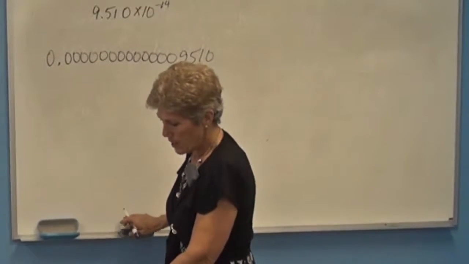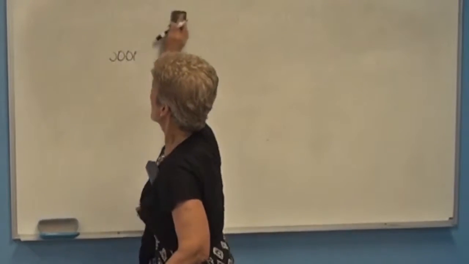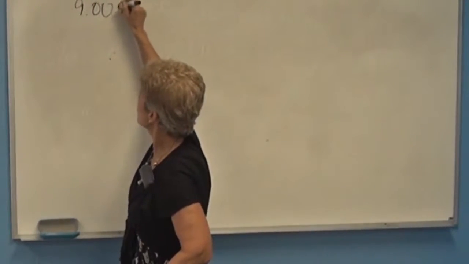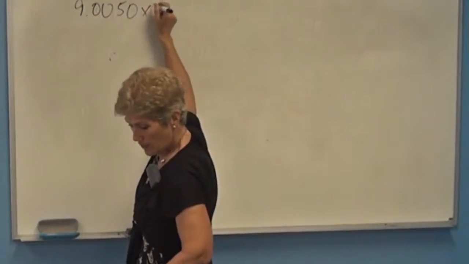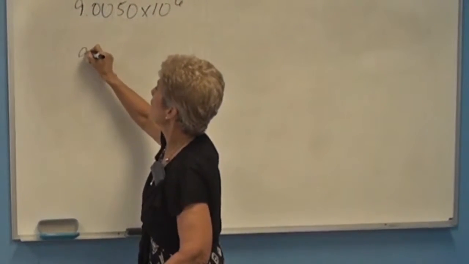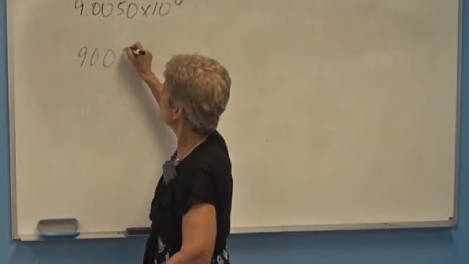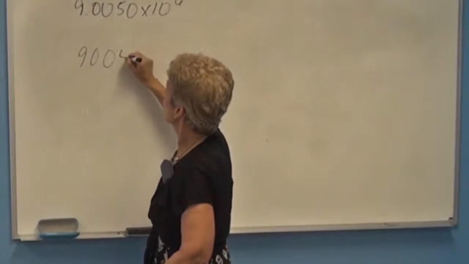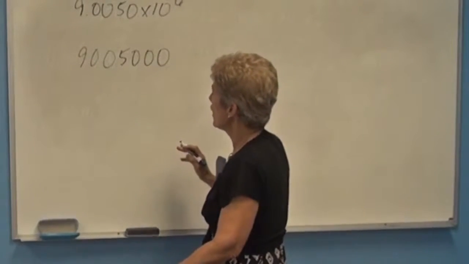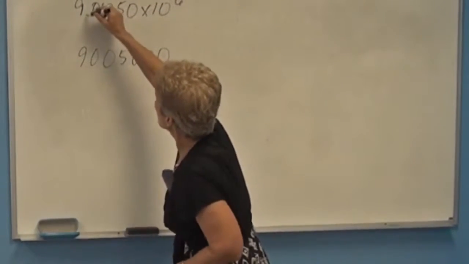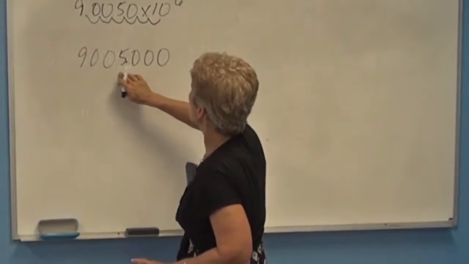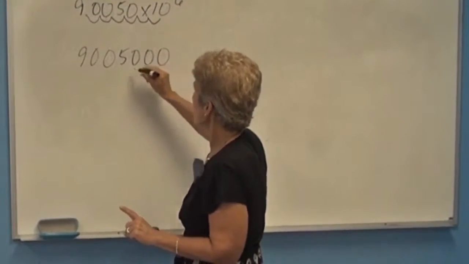The next one is 9.0050 times 10 to the 6th. So we're going 6 that way. 9, 1, 2, 3, 4, 5, 6. Now, so we're going 1, 2, 3, 4, 5, 6. So we go 2 past that. 1, 2. Okay.